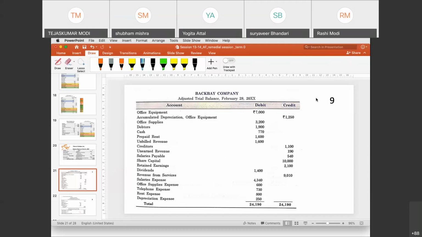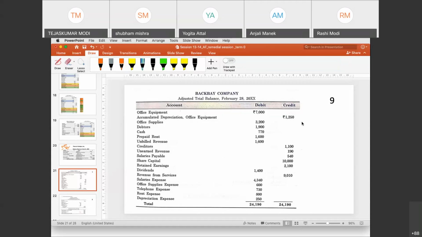Yes, sir. Please ask me, beta. Sir, dividends, do we have to record them in the profit and loss statement, or in the balance sheet? It is very similar to a question from the last class, or the class before. Dividend is showing you which balance, beta? Tell me.